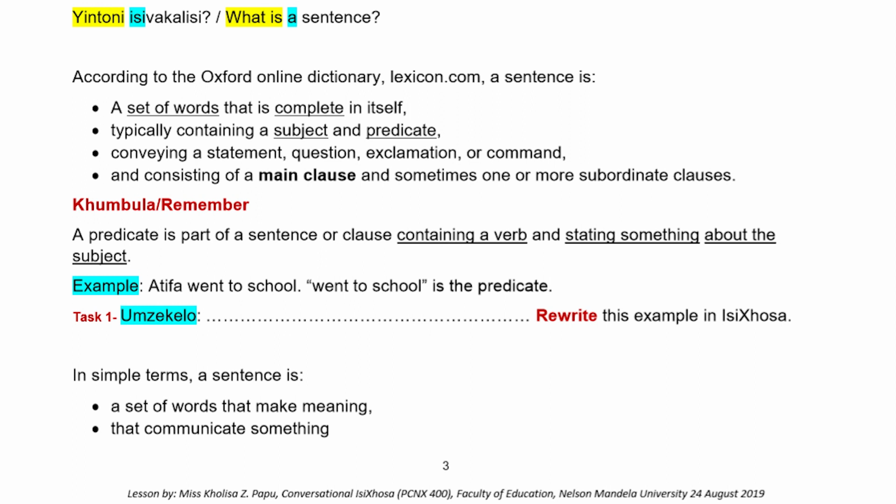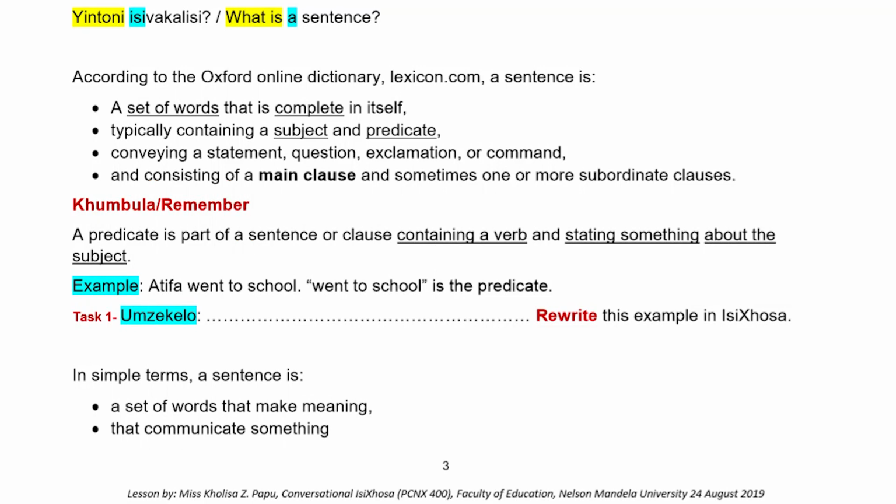So, if I wanted to say Atifa went to school in IsiXhosa, how would I say it? I would say, please complete it on your own workbook as well. I would say, U-Atifa uye esikolweni. So, what would be the predicate in IsiXhosa? Uye esikolweni would be the predicate because it contains the verb and some more information about the subject of the sentence.